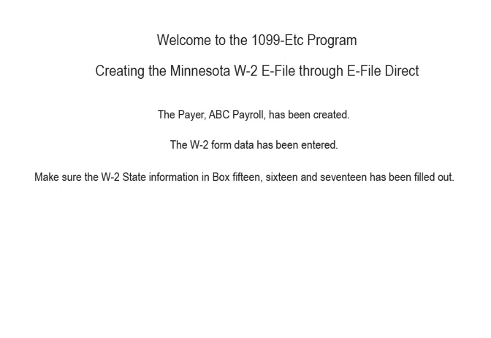This tutorial covers creating the Minnesota W-2 e-file through e-file direct. Once the file is created, it is the user's responsibility to upload the file to Minnesota. To begin, the pair, ABC payroll, has been created, and the W-2 form data has been entered. Make sure the W-2 state information in box 15, 16 and 17 has been filled out as needed.